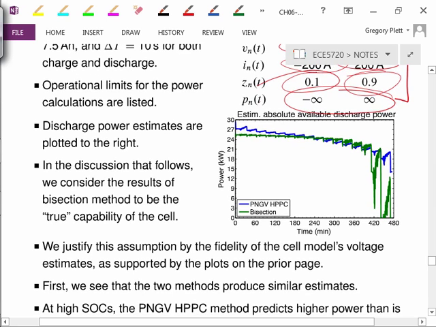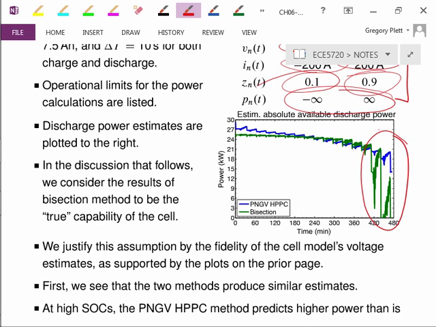So first, overall, the methods are not just completely different from each other. We see that both of them are producing estimates that are quite similar. Over here, you could say, wow, there's a big difference, but that's really only because when I ran the HPPC code there, I did not include SOC limits. I used voltage limits only, whereas the bisection method was including both SOC and voltage limits, and so it's not comparing the same thing there. If I had included SOC limits on the HPPC method, we would have had very similar results there also.